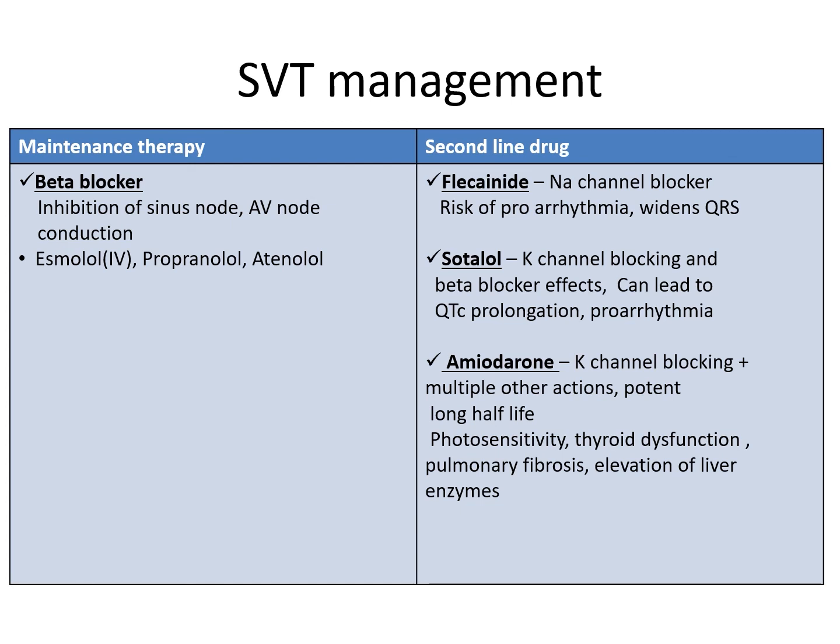Second line drugs include flecainide, which is a sodium channel blocker with a risk of proarrhythmia and widening QRS complexes. Sotalol has a potassium channel blocking and a beta blocker effect. It can lead to QTc prolongation and proarrhythmia.